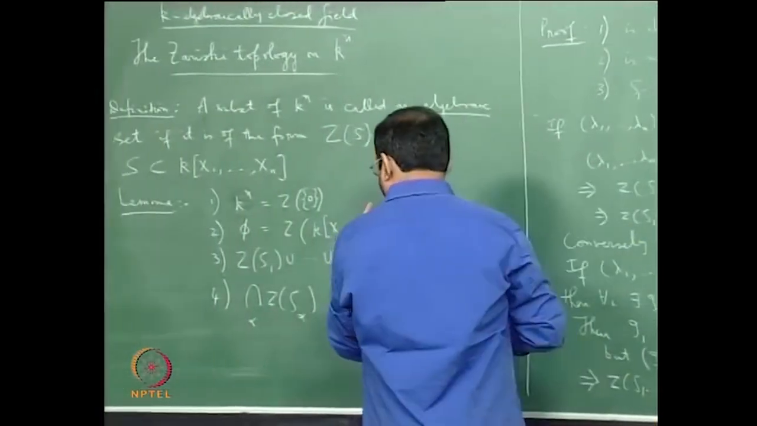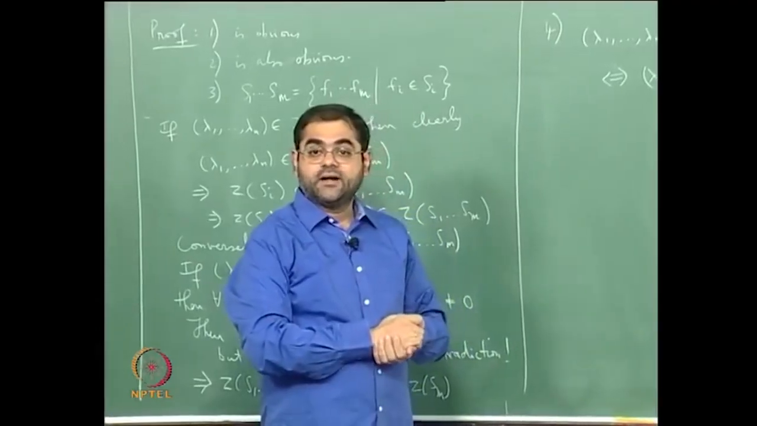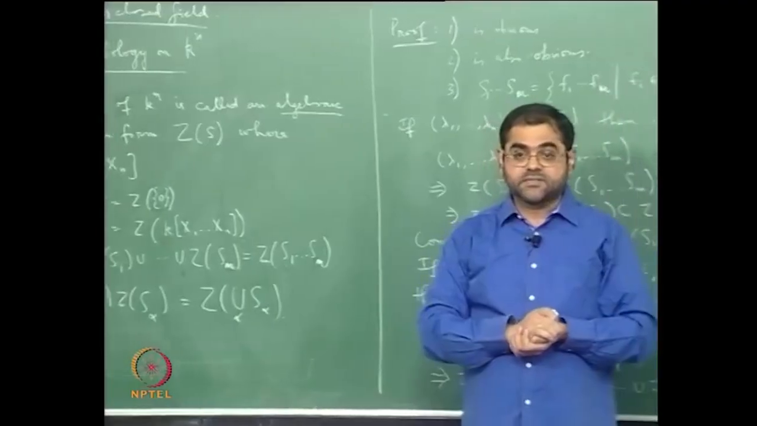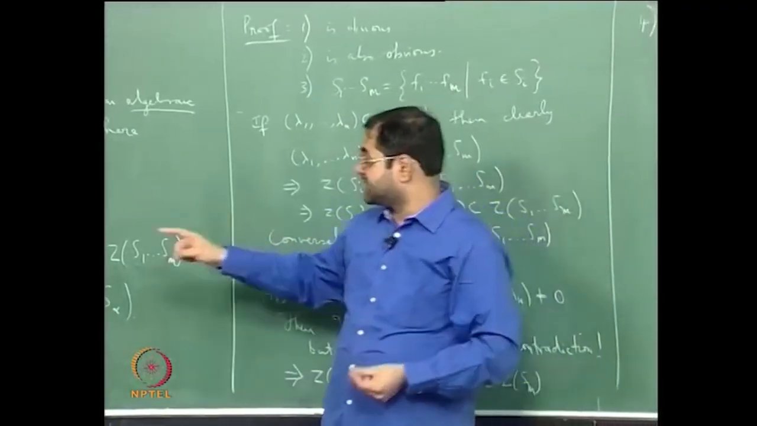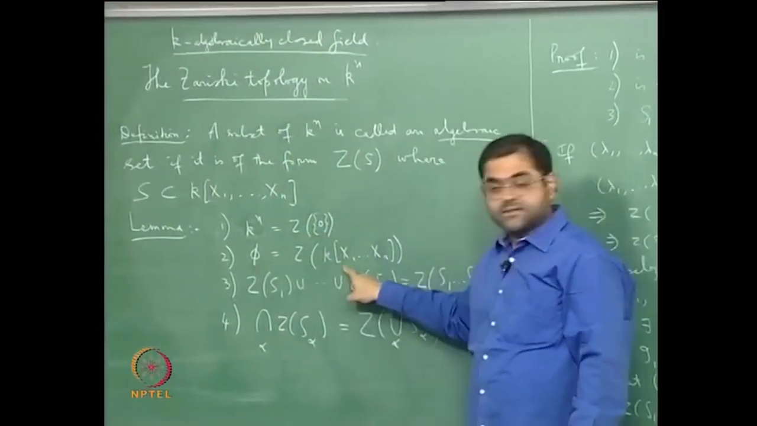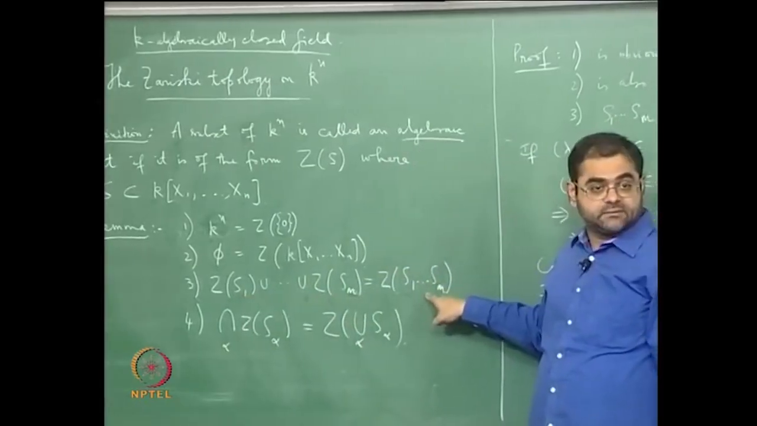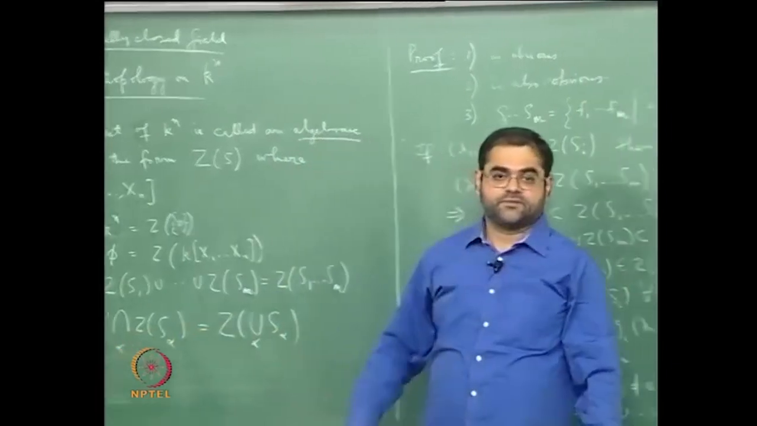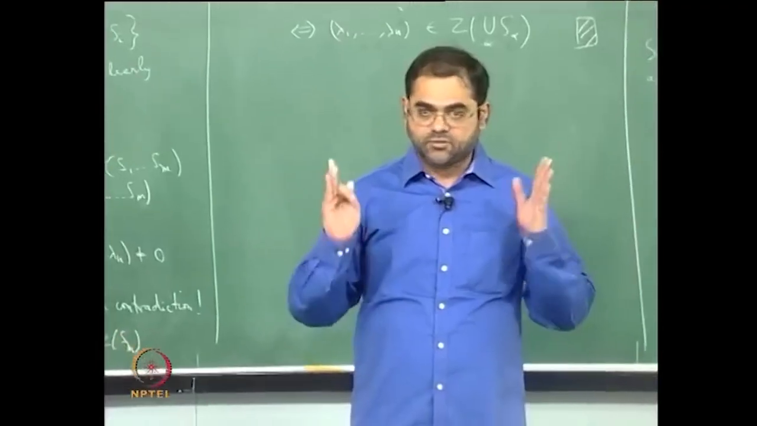But what is the import of this lemma? The import of this lemma is that you can declare subsets of K^n of this form, namely the algebraic subsets, to be closed sets. If you declare them to be closed sets, the lemma says that the whole space is a closed set, the empty set is a closed set, the union of finitely many closed sets is again a closed set, the intersection of an arbitrary collection of closed sets is again a closed set. And these are exactly the axioms for the closed sets in a topology.